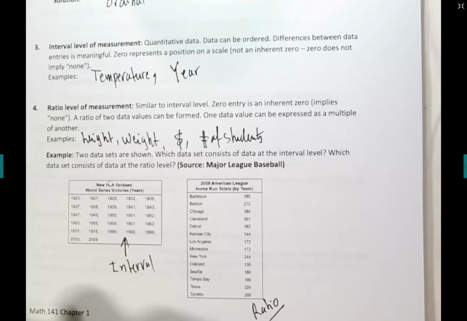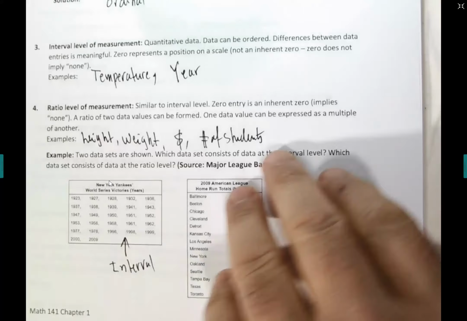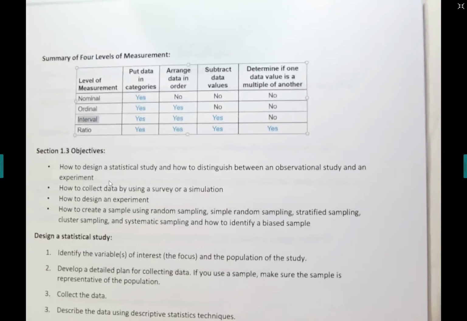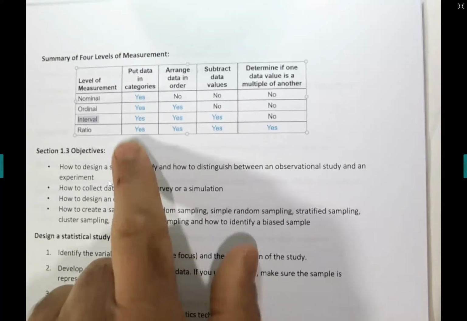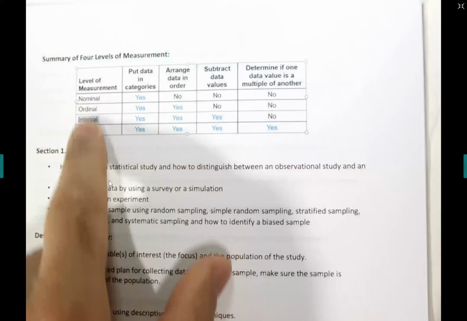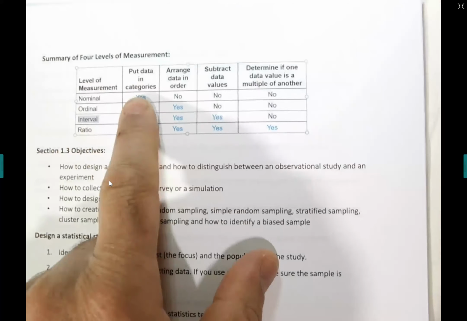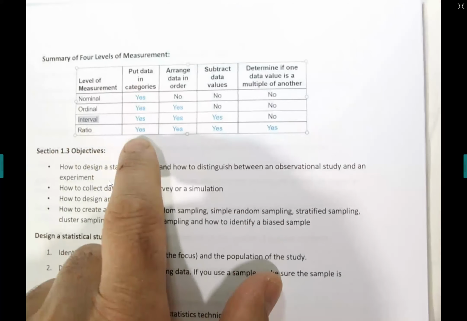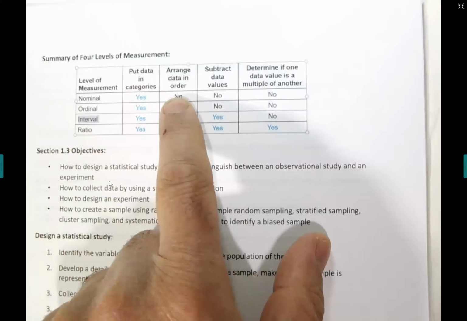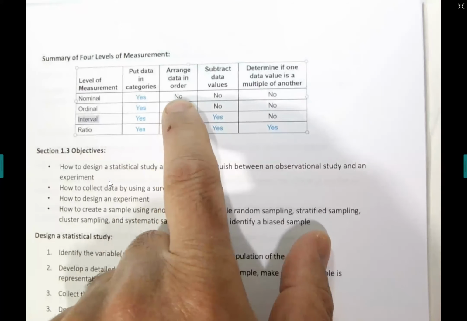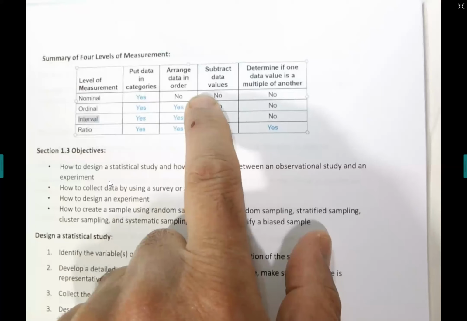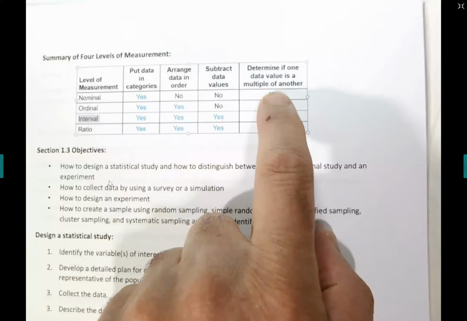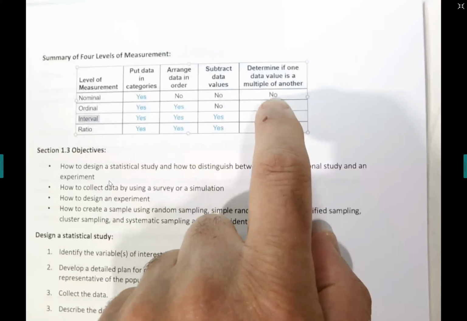These are the 4 levels of measurement, and let me take you through a summary of those 4, and then we'll wrap this up. Look, guys, all of the data at any level can be categorized as qualitative or quantitative. That's why I put yes, yes, yes, yes for all of them. At nominal, you cannot arrange data in order. You cannot subtract, it doesn't have any meaning. You cannot determine if one value is a multiple of another, it has no meaning, no.